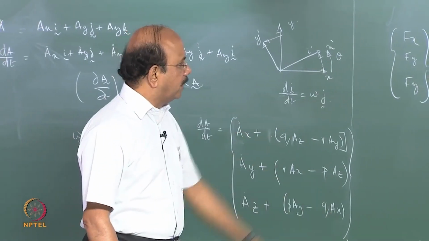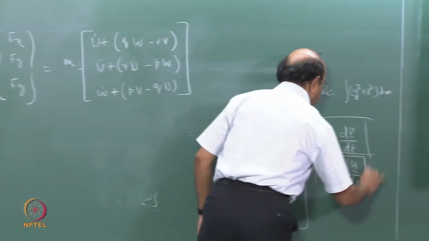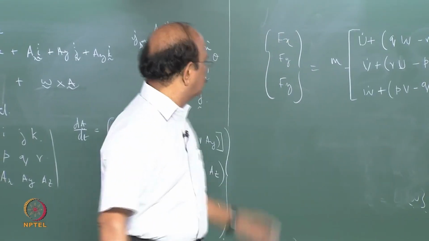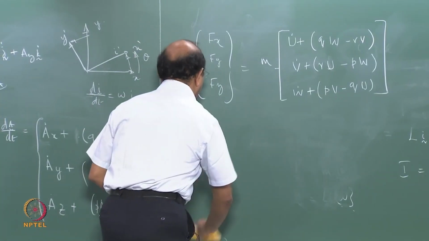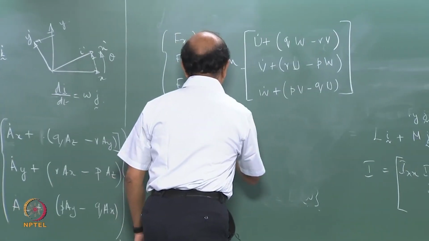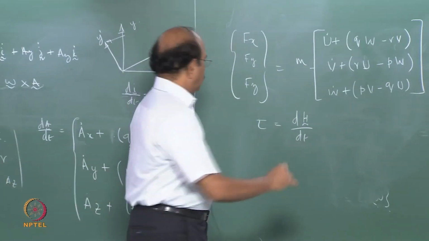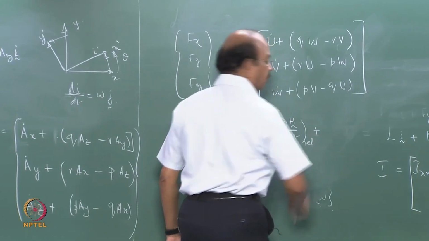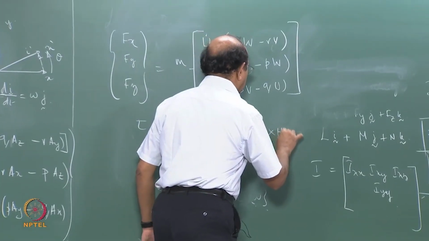The second set is my tau equal to dH by dt, which is here. Tau is given by L, M, and N, so that becomes my left-hand side. So let's write that down. Tau is equal to dH by dt. Again, that is equal to dou h by dou t relative, the first term, that is the h dot term, plus omega cross h.